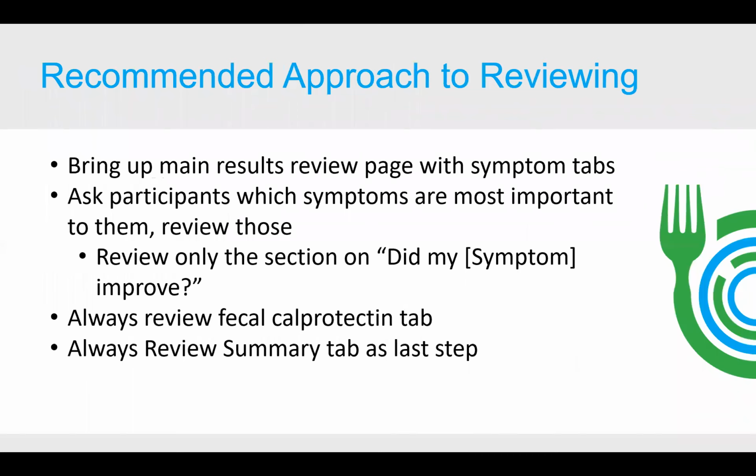So now, there's a lot of information there in the results. As we think about how you want to approach reviewing the results with patients, we recommend that you use the Eureka platform and bring up the main results review page with the symptom tab. And you ask the participant which symptoms are most important to them, and you review those. Again, we're recommending that you only review the sections on did my symptom improve, as opposed to delving into those probabilities, because they have been a little bit difficult for people to interpret. But if you have a particularly interested family who likes probabilities and likes numbers, they will have that information on the printout, and you can go through it with them on the screen or on the printout.